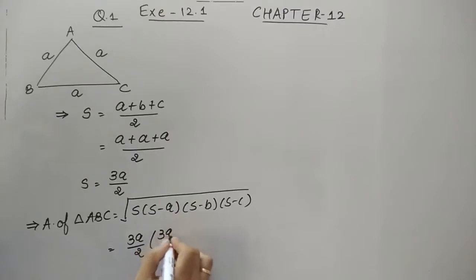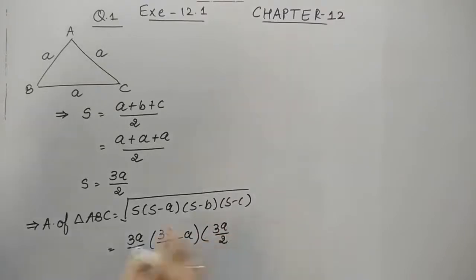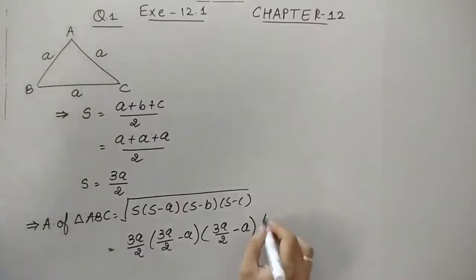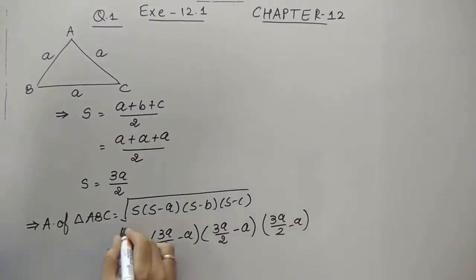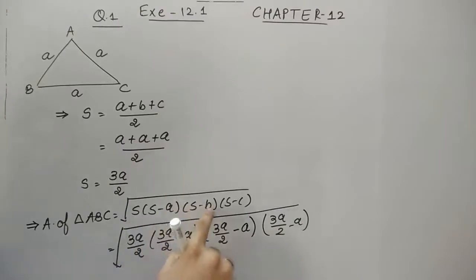S is 3a upon 2 minus a. S is 3a upon 2, this is S I have substituted, minus a. We know that all the sides are same, so instead of b I have written again the same value, that is a. One more time, 3a upon 2 minus a. So you can see that this is what I have done. I have substituted the value of S as well as instead of all the sides I have written a.